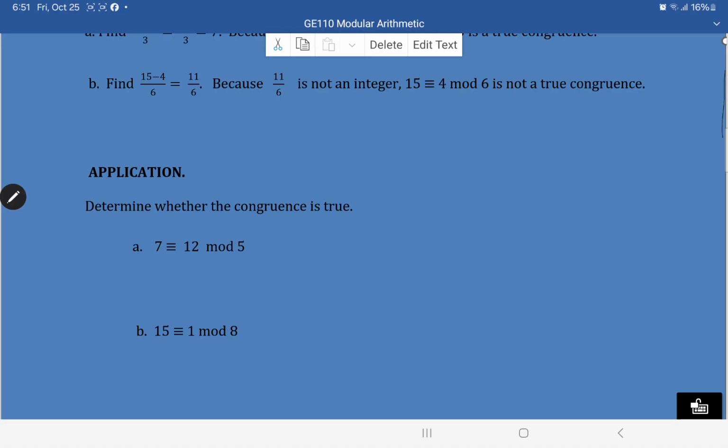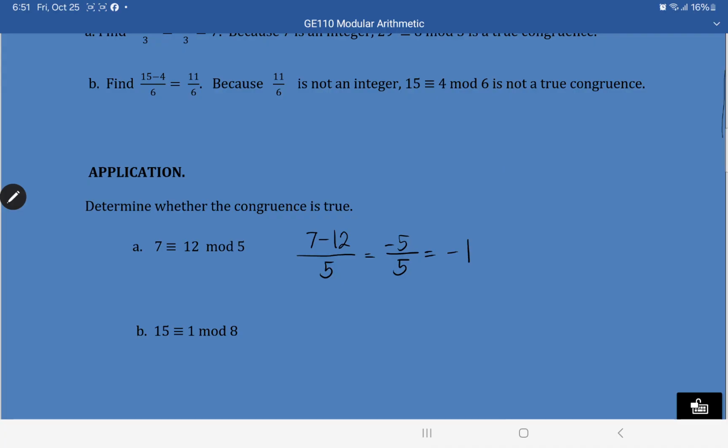Okay, so we have here another set of numbers. Determine whether the congruence is true. 7 is congruent to 12 modulo 5. Again, following the formula above, we have 7 minus 12 over 5. So we have negative 5 over 5, which is equal to negative 1, an integer. Therefore, the congruence here is true.